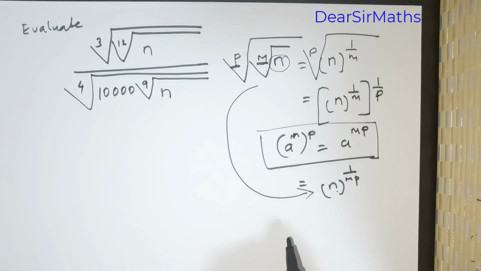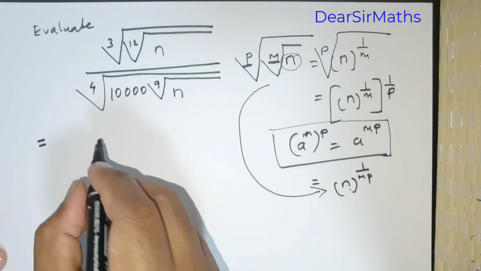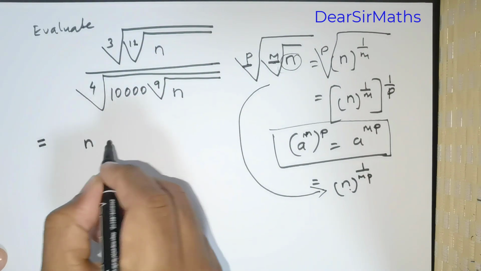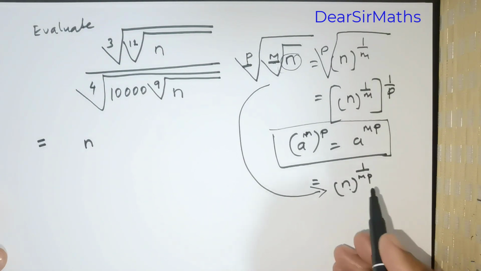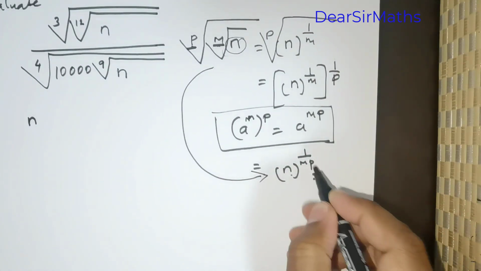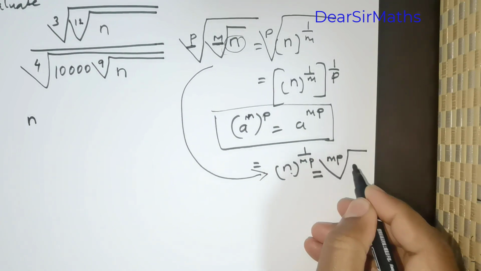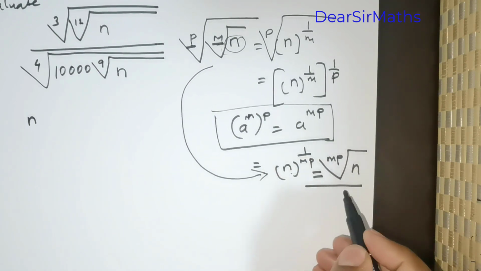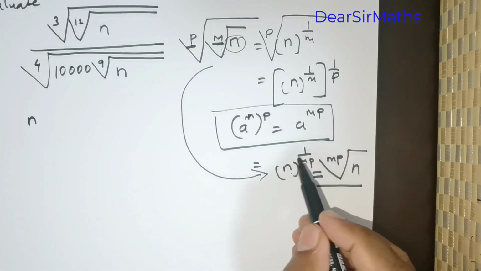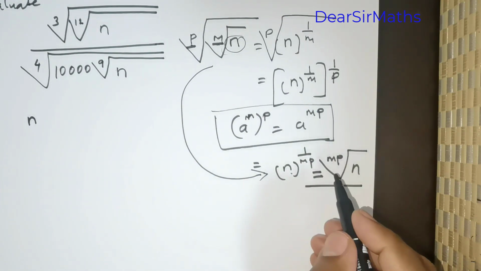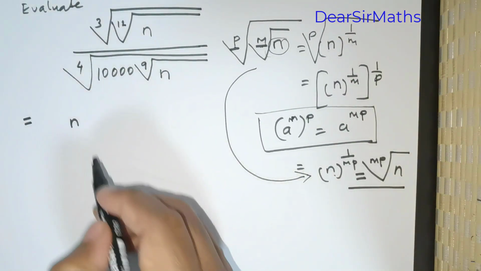So having mentioned that, let me just rewrite the numerator. Instead of writing it in this fashion, let me just tell you this also. Now what is this? This is nothing but mth root of n, right? This is a very important point that we need to take into account. So n raised to the power of 1 over m times p can be rewritten as mth root of n. So that is exactly what I'm going to do.